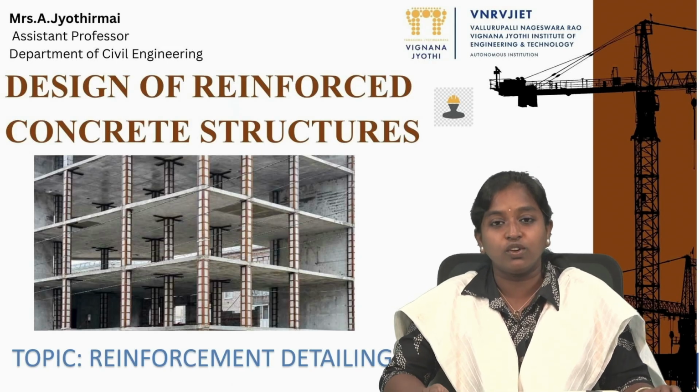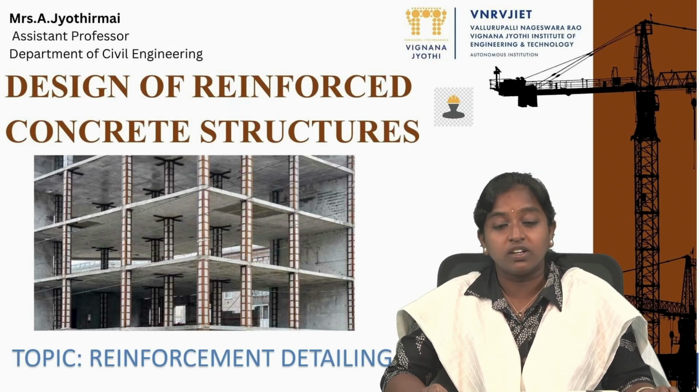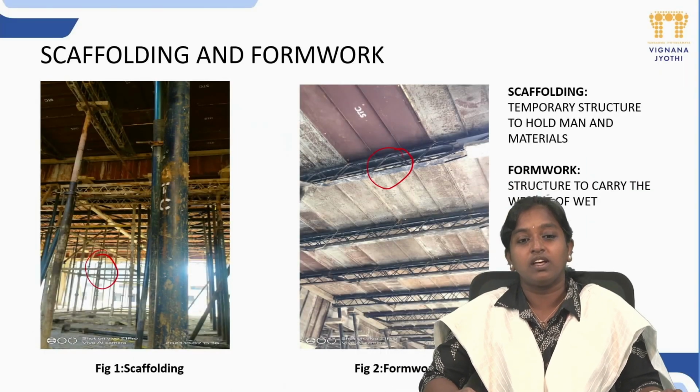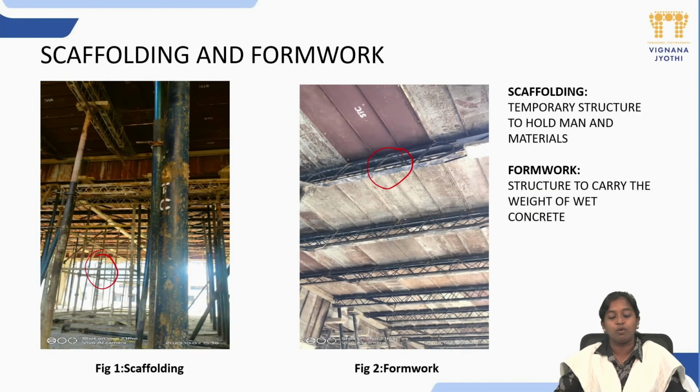Firstly, I would like to show you scaffolding and formwork, which is the most crucial part of any structural element, either beam, column, slab or footing. Figure number 1 shows you the part of scaffolding which will hold men and materials that are transferred from one floor level to the other floor level. And this can be made of timber, aluminium and steel, which are the commonly used materials to make scaffolding.